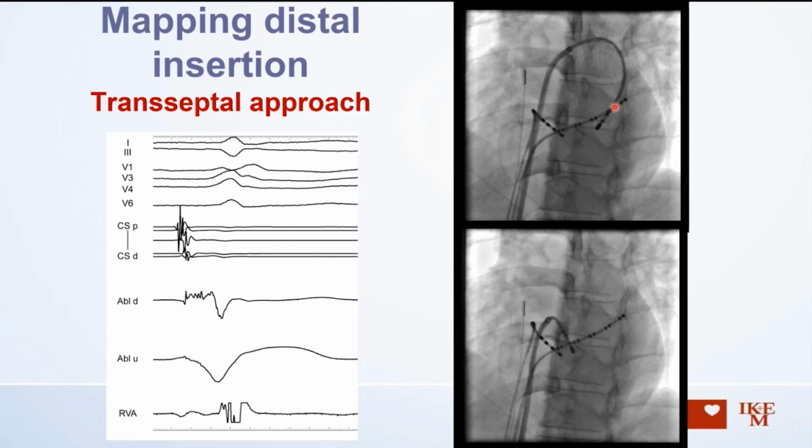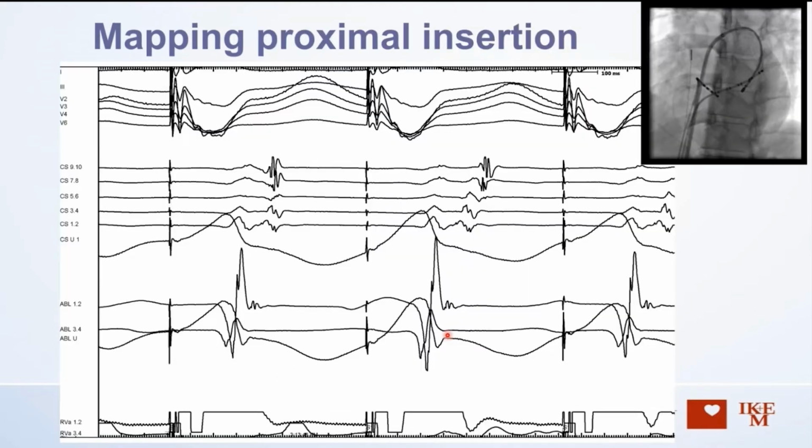If you're dealing with the posteroseptal, this is also a transseptal left-sided accessory pathway. I use only a short catheter out of the sheath to get better contact, and pull back the catheter to get good stability. You can also map the proximal insertion, or atrial insertion, if you want.